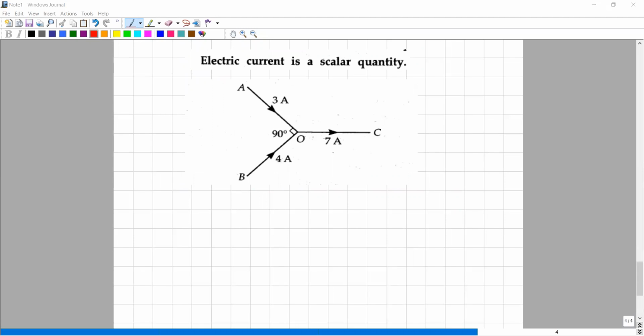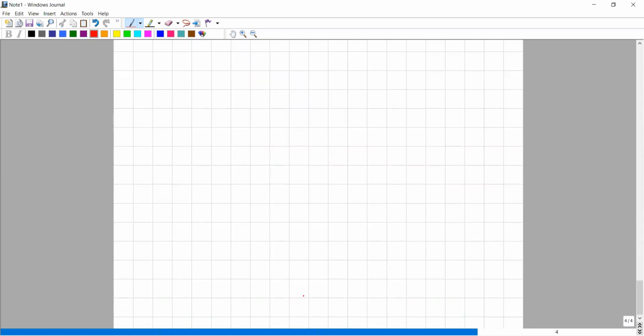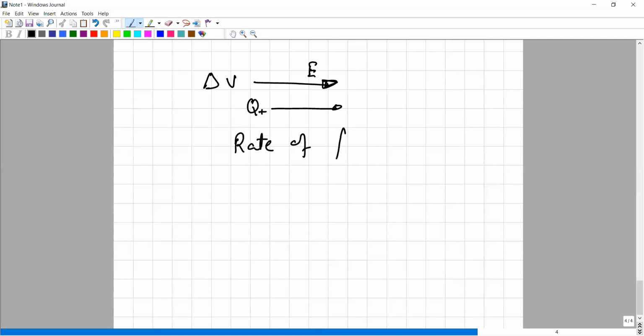Now, till now we have understood that if there is a potential difference, that will cause an electric field, and if there is an electric field, then charges would flow. And when the charges flow, how much charge is flowing is the rate of flow of charge. We have understood that this rate of flow of charge is the current.